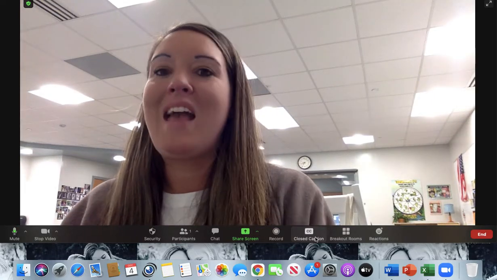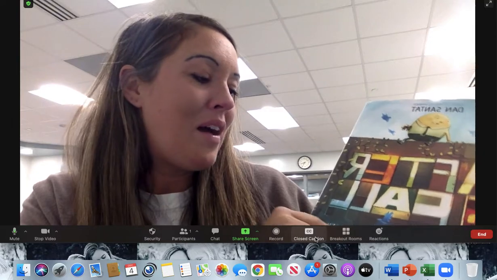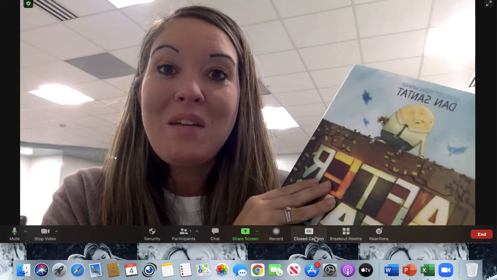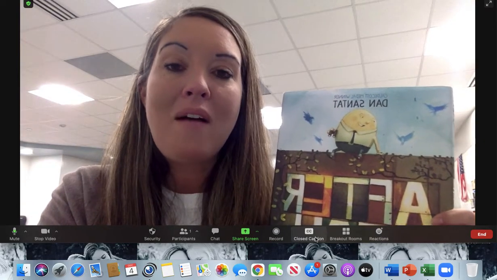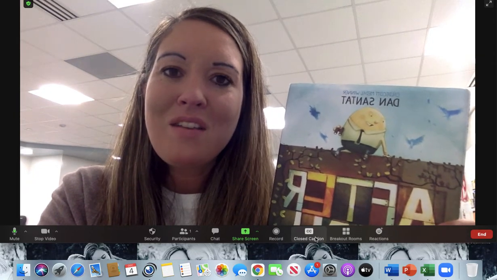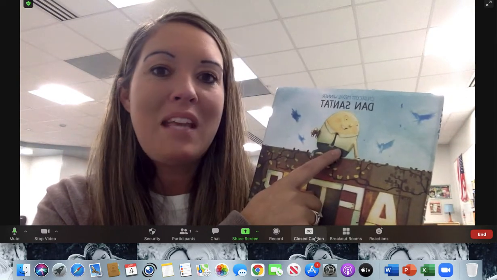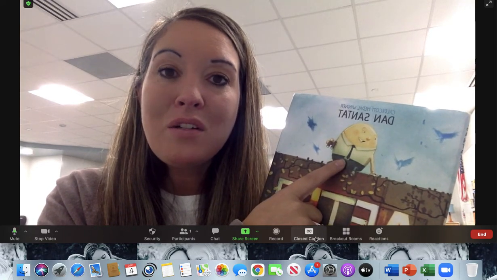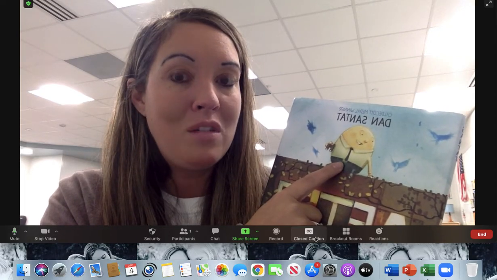As an example today, I'd like to share with you our book, After the Fall. This is how Humpty Dumpty got back up again, and this is one of our favorite books that we like to reread over and over again. And if you're thinking about this book and thinking about the characters in this story, who is the main character in this book? You're right, it's Humpty Dumpty. Humpty Dumpty is the main character in this book. He is the main character because he is who the book is mostly about, okay?